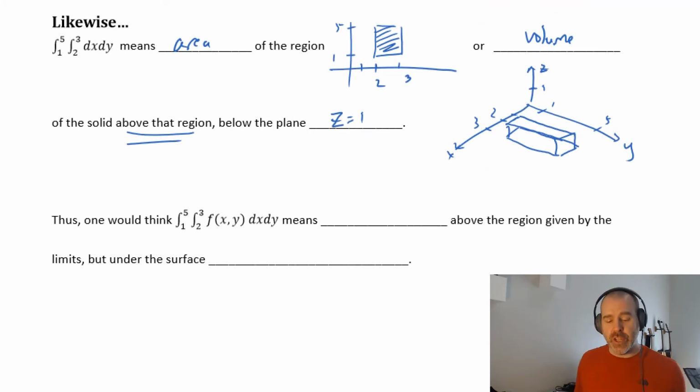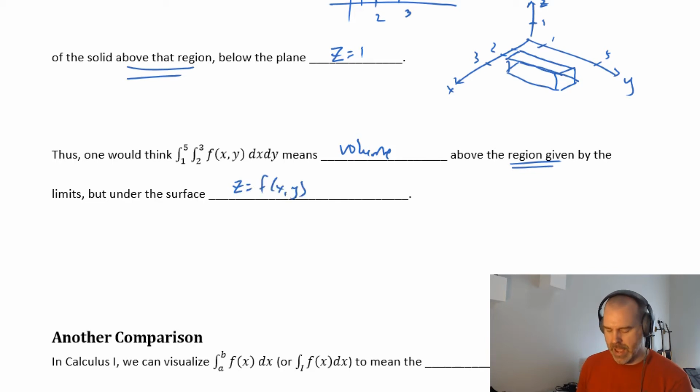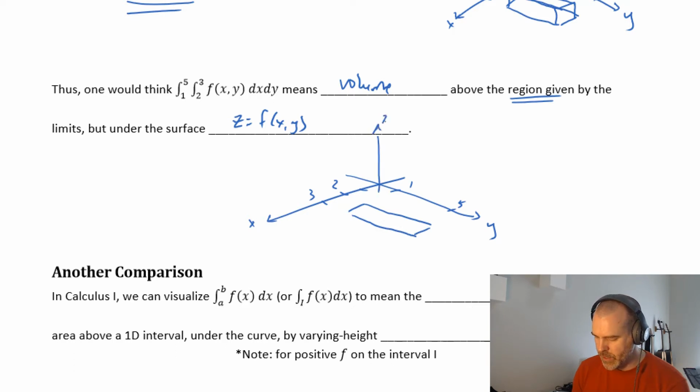So the extension then is that one would think that the double integral of a function means volume above the region given by the limits, but under the surface z, which is some function of x and y. So what this would be is we have some region in the plane. So if we're going to go from 2 to 3 on the x and from 1 to 5 on the y, here's our domain.